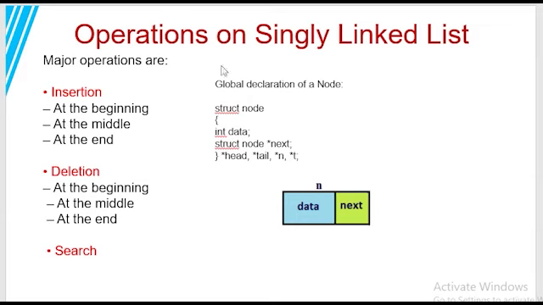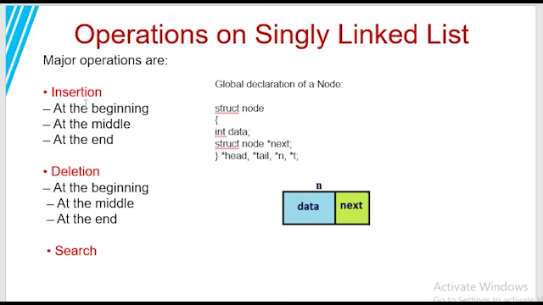This is the declaration of the list: a structure node with data, and a second field that represents the address of the next one. The nodes can be represented in this form: the first node is called the head, and the last node is called the tail, n represents the number of nodes, and t represents a particular position. So these are the operations of the singly linked list. We'll see the operations one by one.